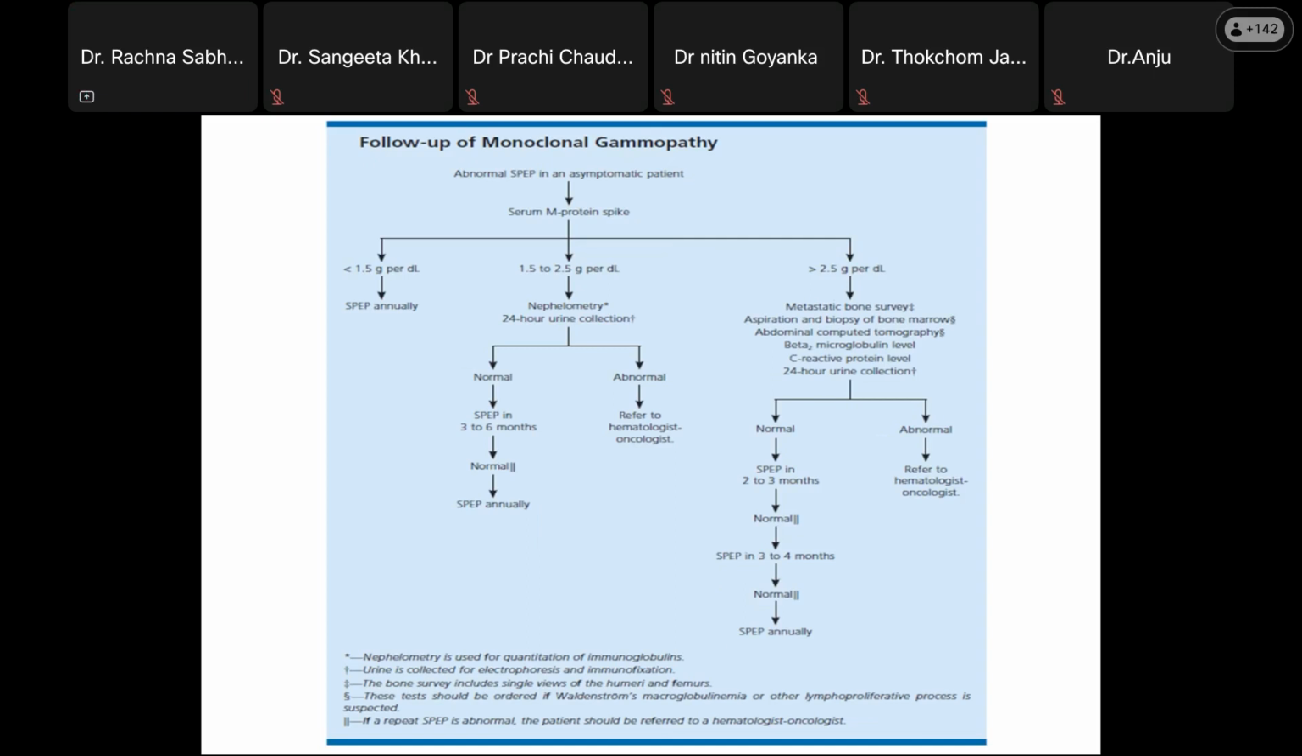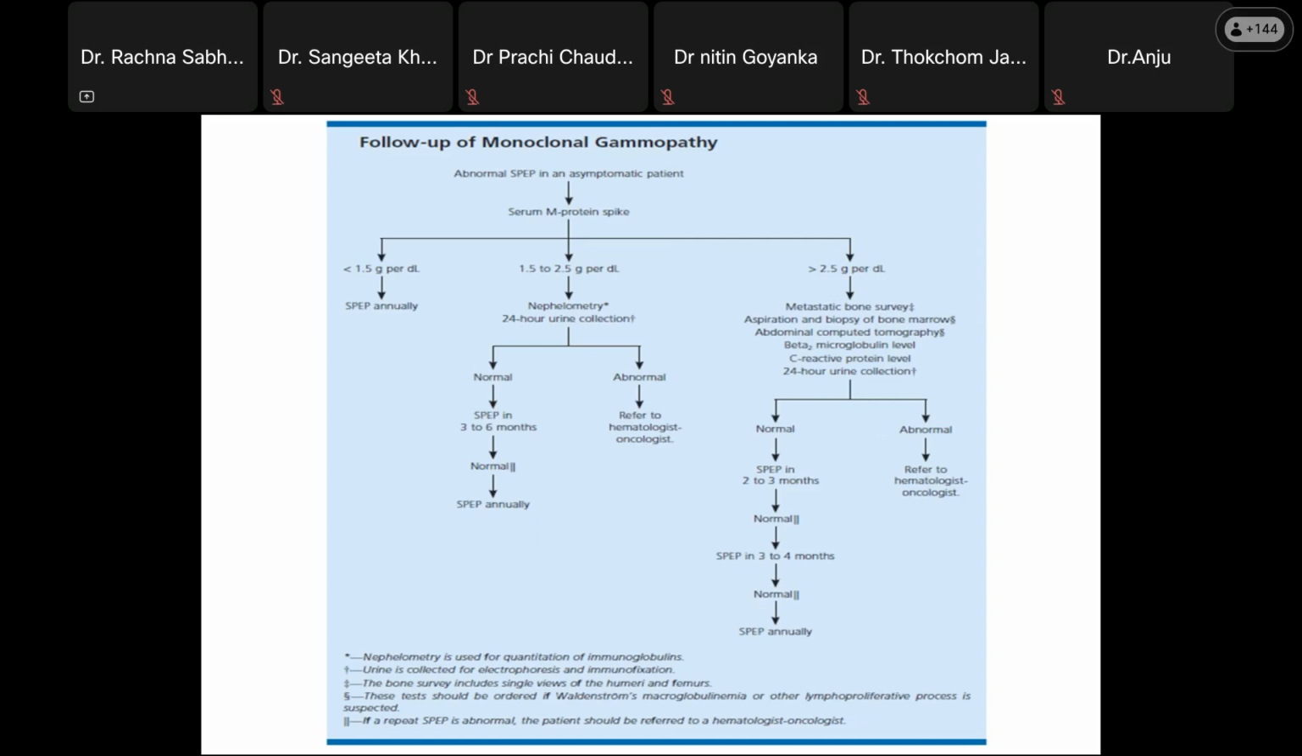Now coming to high levels, that is if the levels are more than 2.5 grams per deciliter, and a patient also presents with bone lesions, and the CT scan is also positive, and other investigations like C-reactive protein and beta-2 microglobulin levels are high. So we have to do other investigations. We have to do serum protein electrophoresis, urine electrophoresis, and we have to perform immunofixation.